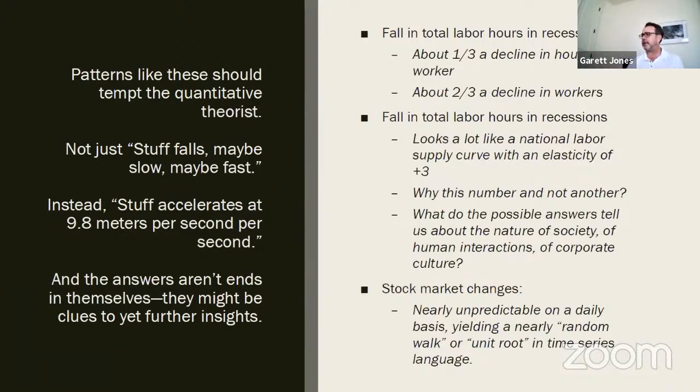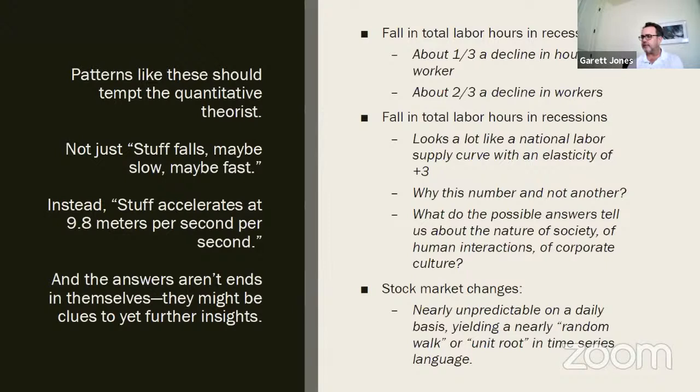The fact that when recessions happen, the drop in labor hours is about 1/3 hours per person and 2/3 people. So you can think of it as 1/3 less overtime, 2/3 less bodies. Why is that the pattern that happens? What is it about the nature of the firm, the nature of people's choices, the nature of work preferences that pushes us in that direction? Again, the fall in labor hours during recessions has been a huge puzzle. Nobel laureate Ed Prescott sums it up by saying that it looks a lot like we've got an elasticity of labor supply for a whole economy that's about 3. Why this number, not another?